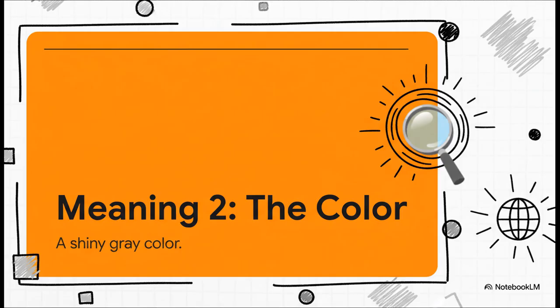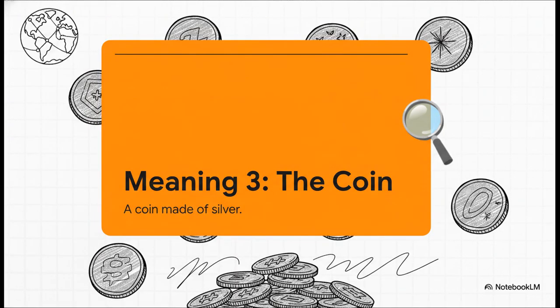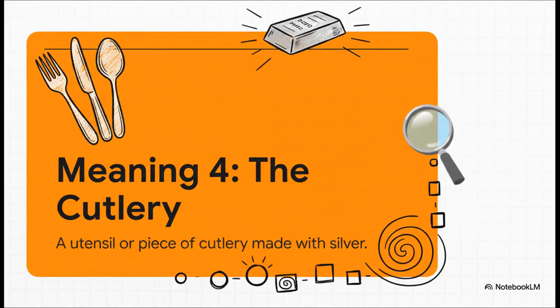And for the second meaning, the color, it's just a shiny gray color. Simple, direct, and super clear. Meaning number 3, a coin. It's just a coin made of silver. You can actually see how the system builds on itself, right? It uses the words it's already established. And finally, for cutlery, it's a utensil made with silver. Each definition is totally self-contained, built only from the most basic blocks of the language.